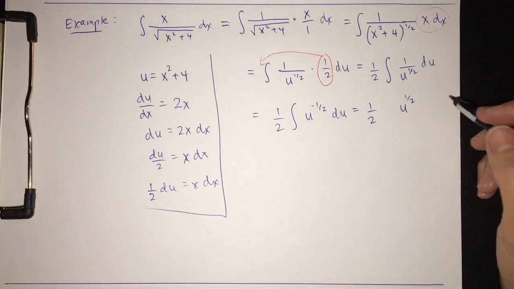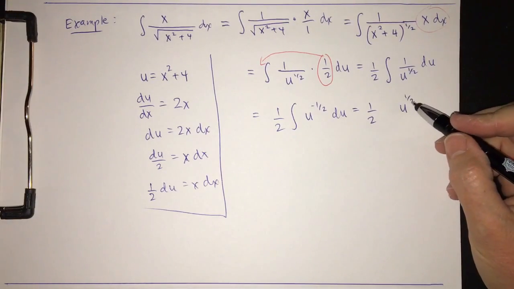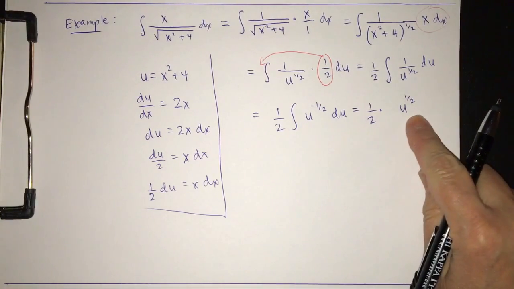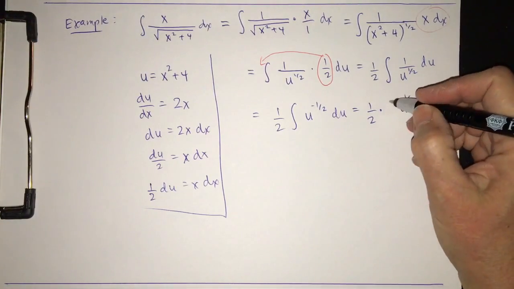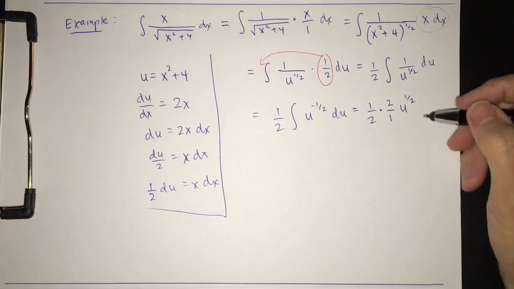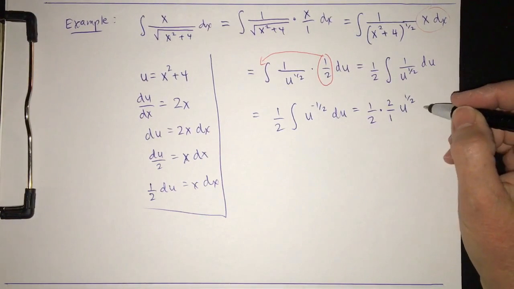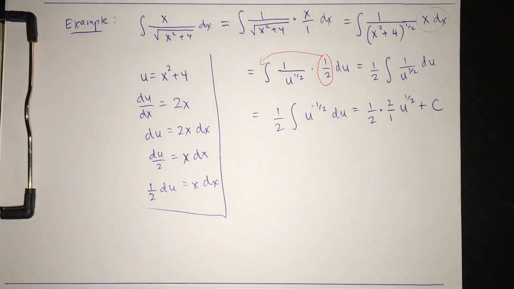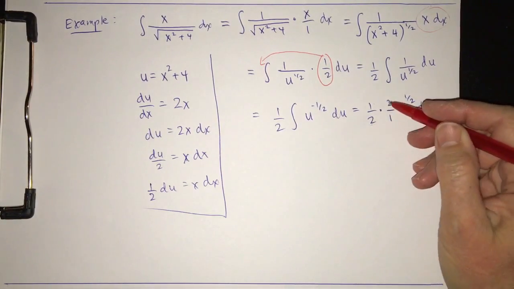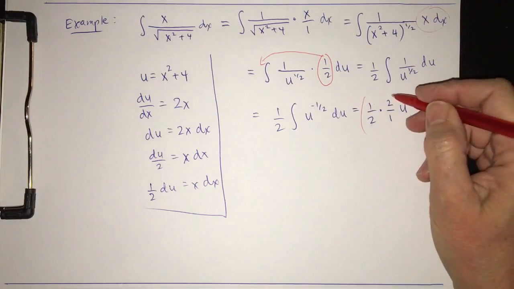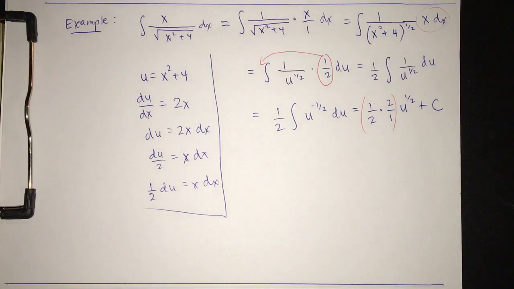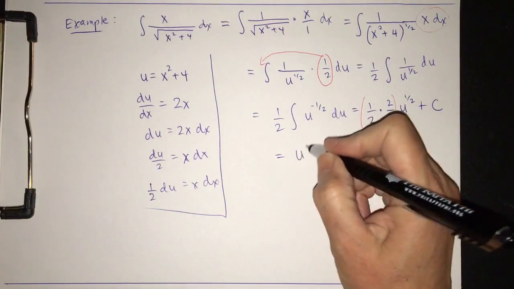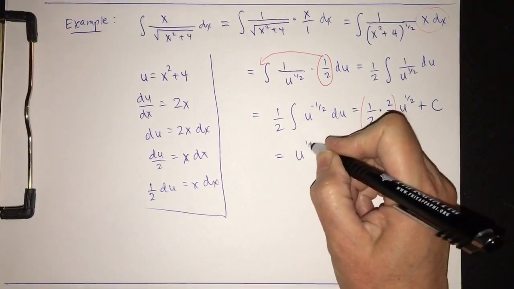And whenever I'm dealing with fractions, I will skip this little space, because instead of dividing by 1/2, I'll say, well, you know what? I'm going to multiply by the reciprocal, which is 2 over 1. So there's my antiderivative. Don't forget plus c. Now I have 1/2 times 2 over 1. This right here gives me 1. 1 times u to the 1/2 is u to the 1/2. So u to the 1/2 plus c.